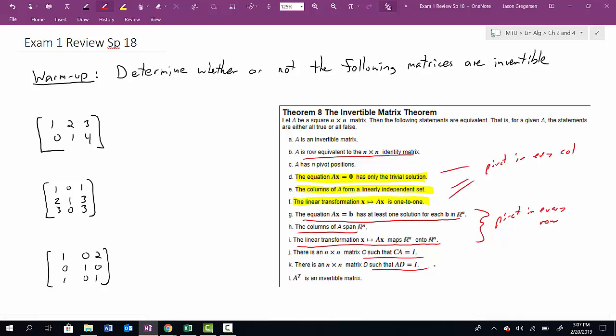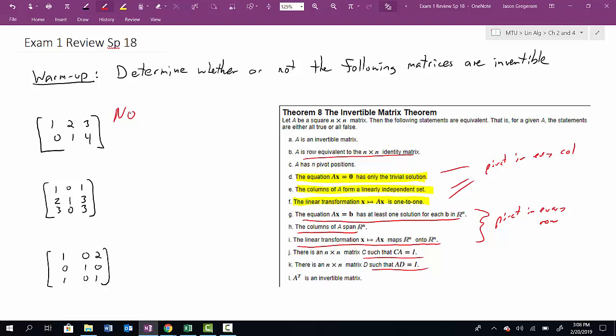Okay, so now we look at the first one and ask, is that invertible? No, it doesn't even meet the first criterion. It's not square. And you can make a whole bunch of other arguments here. There's a pivot in the first column and the second column, but not the third column, so it doesn't have a pivot in every column. Right away we can look at that and say no. Now we look at the second one. The second one is square. Right, check that first box.